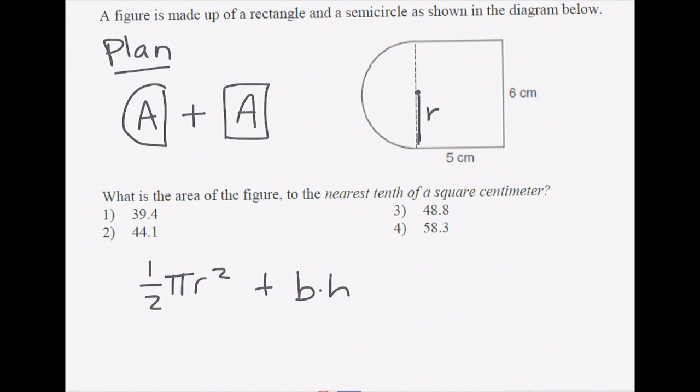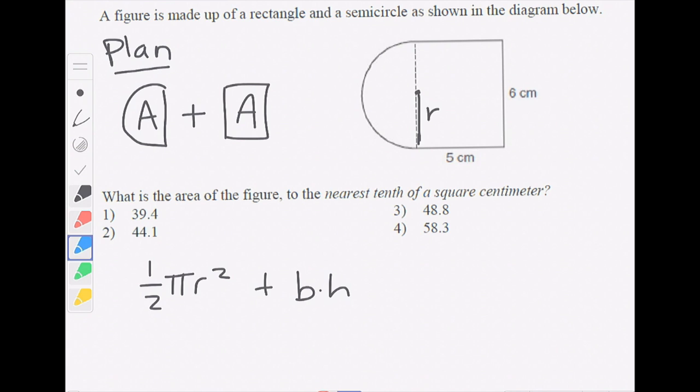Well, my plan would be to find the area of the semicircle and add it to the area of the rectangle. The area of a full circle is pi r squared. So the area of a semicircle, or a half circle, is half pi r squared. And the area of a rectangle is base times height. So those are the formulas that I'll need.